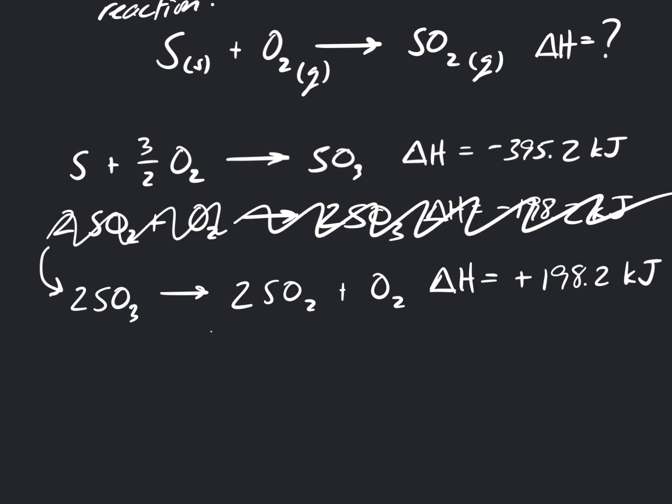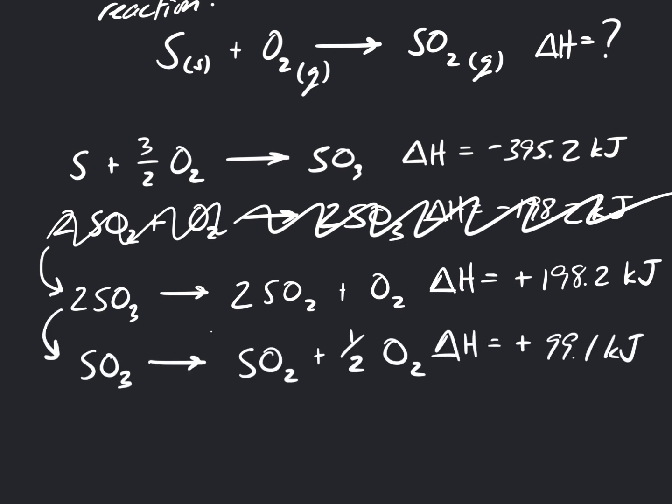Now, here's another problem. In this reaction, I have 1 SO3 as a coefficient, and here I have 2 SO3s as a coefficient. When I sum up these reactions, I want the SO3s to cancel out. So I'm going to take this reaction and divide everything by 2 in order to get 1 and 1, and this is going to be 1/2 for the oxygen. All right, I'm going to do that right now.